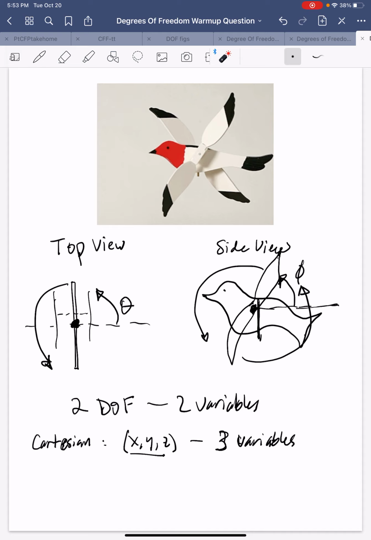And then, of course, those are the variables that we'll use to calculate our Lagrangian. So the fewer we have of them, the better. All right. So I hope that helps you understand a little bit about degrees of freedom in systems, and will help you to tackle the degrees of freedom activity worksheet.